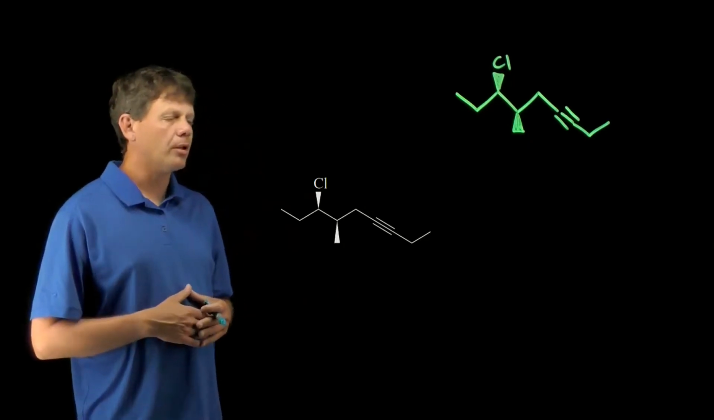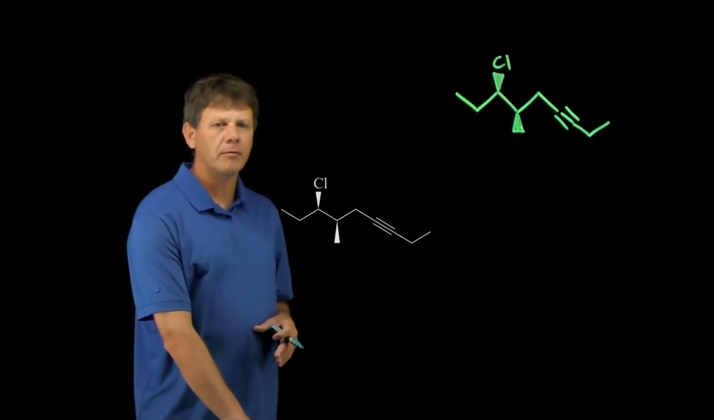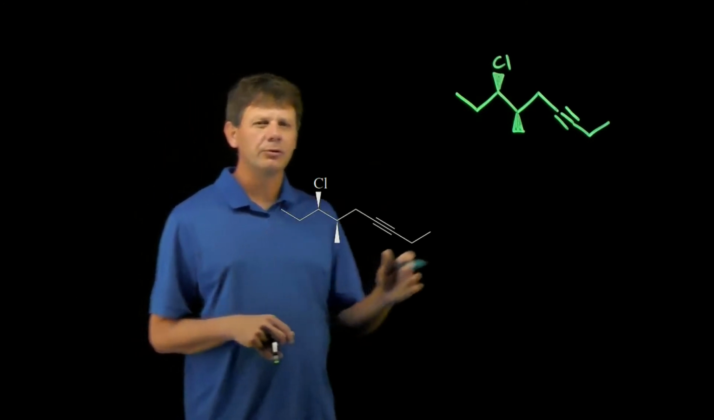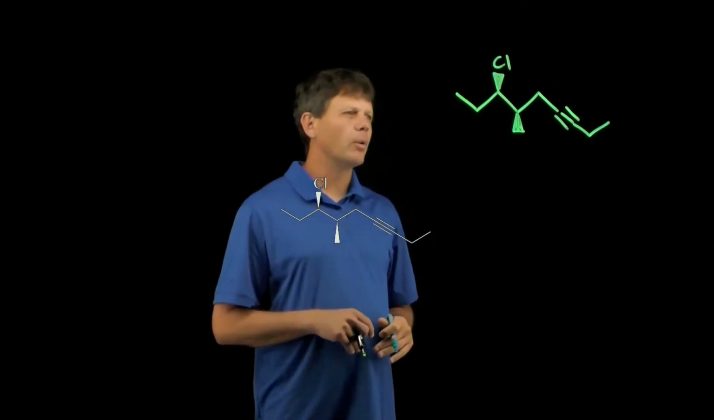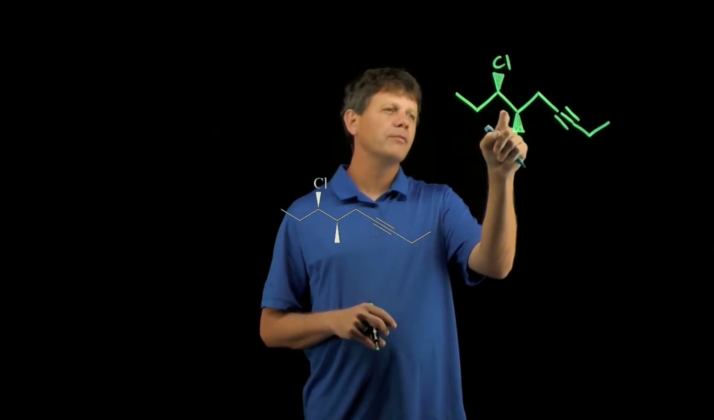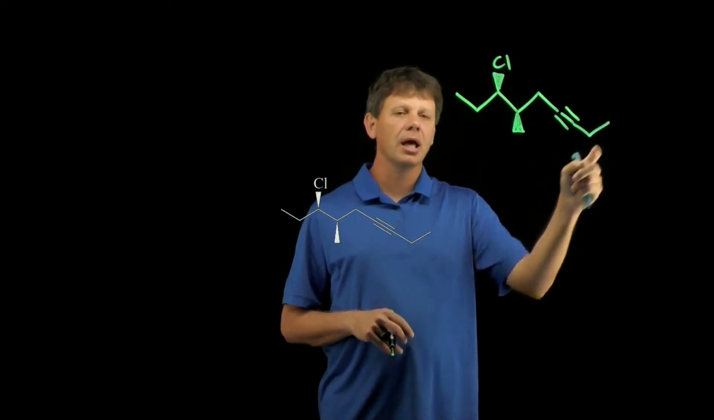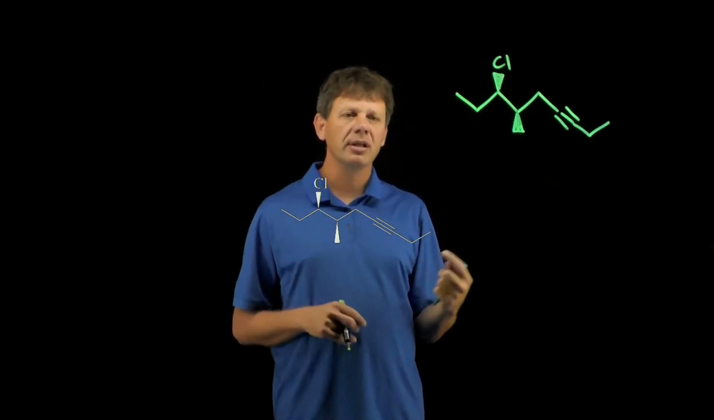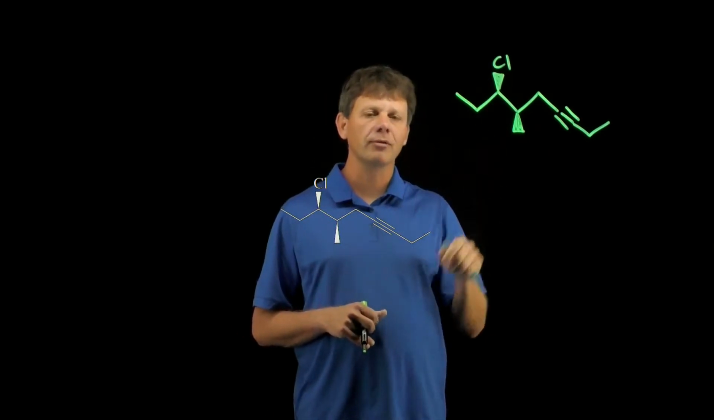Let's name this molecule using the IUPAC system of nomenclature. I've gone ahead and redrawn it so that we don't have to worry about the Weatherman effect. Now to start, we can count that it's a 1, 2, 3, 4, 5, 6, 7, 8, 9 carbon chain. The question is, should we number it from the right or from the left?